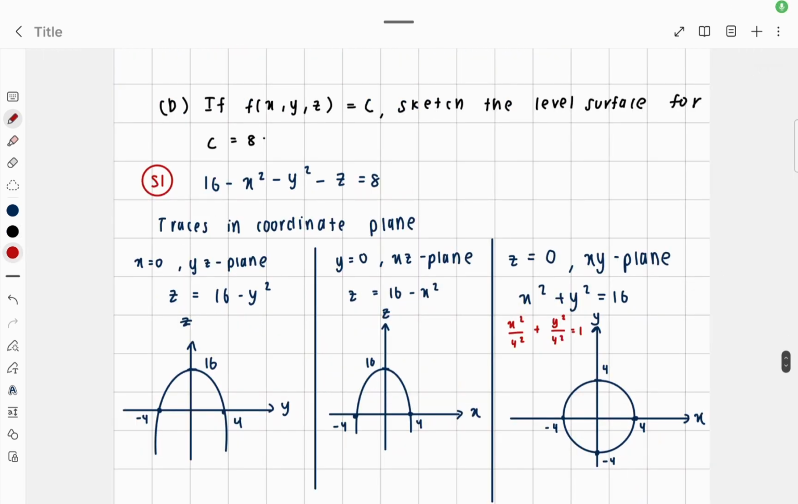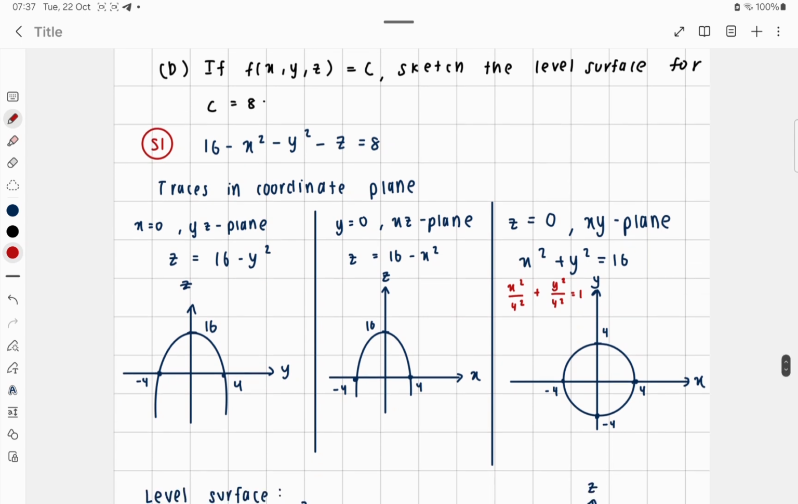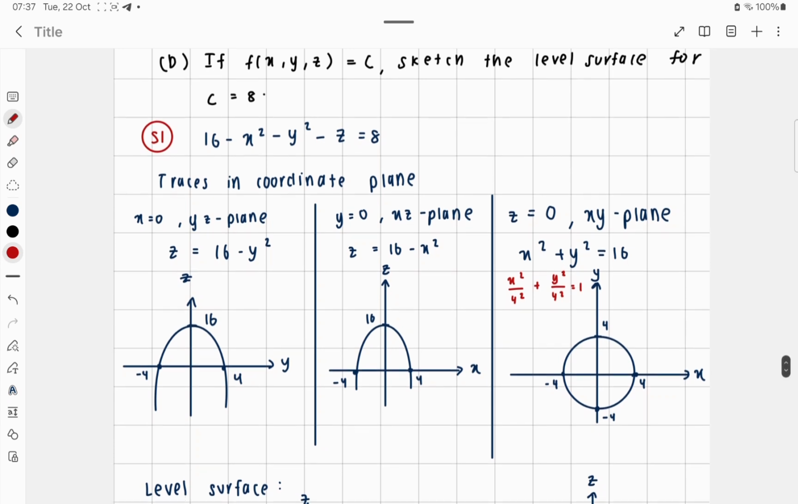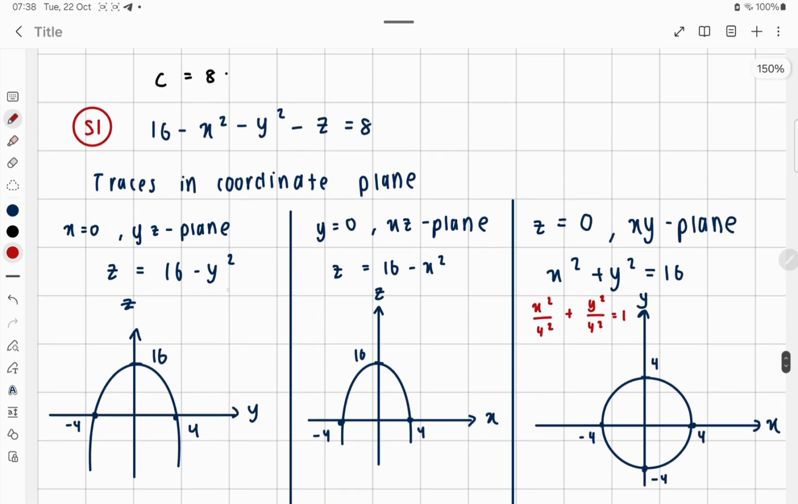For question 13b, if the function f(x, y, z) is equal to c, sketch the level surface for c equals 8. The first step is we take the function, which is 16 minus x squared minus y squared minus z, and equate it to 8. The second step is to sketch the traces in the coordinate planes. For each axis x, y, z, let it be 0 with its respective plane. For the yz plane and xz plane, we can see it will result in a quadratic function.